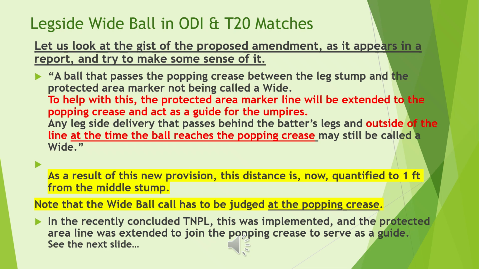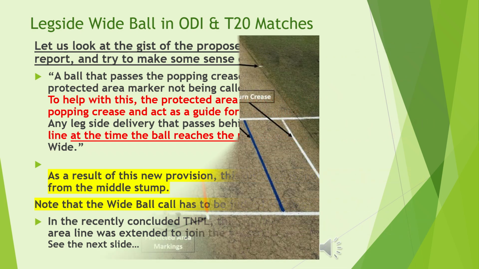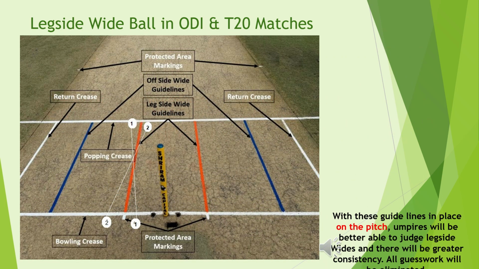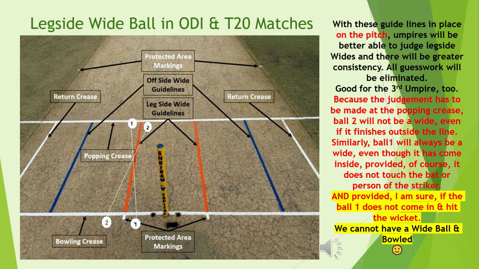Now, in the recently concluded Tamil Nadu Premier League, this was implemented and the protected area line was extended to join the popping crease to serve as a guide. Let us see the next slide. As you can see in this graphic, the normal protected area markings have been extended forward to join the popping crease. These are marked in red here.